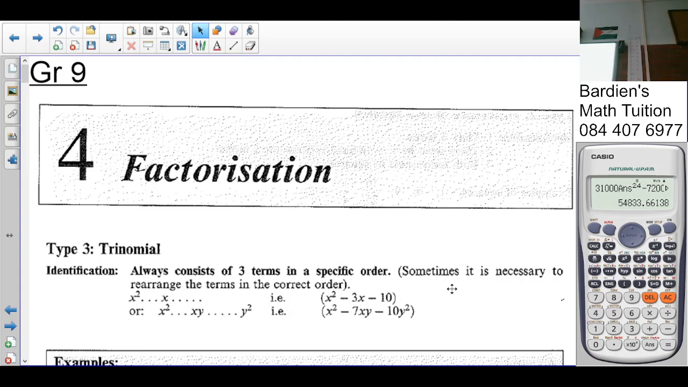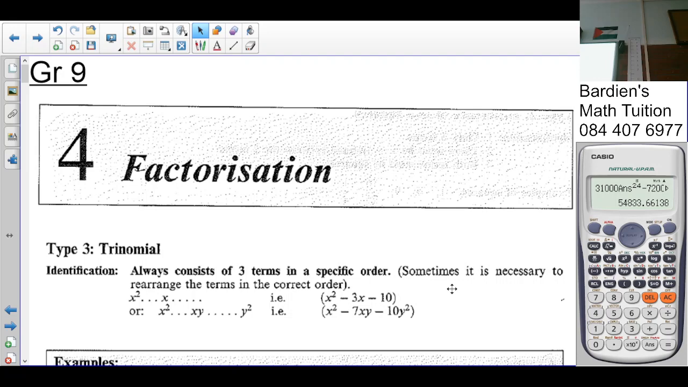Three. No? The trinomial is three terms. The binomial has two terms, the monomial has one term. Four and more terms is called a polynomial. Okay. So identification always consists of three terms in specific order. Sometimes it is necessary to rearrange it in the correct order.